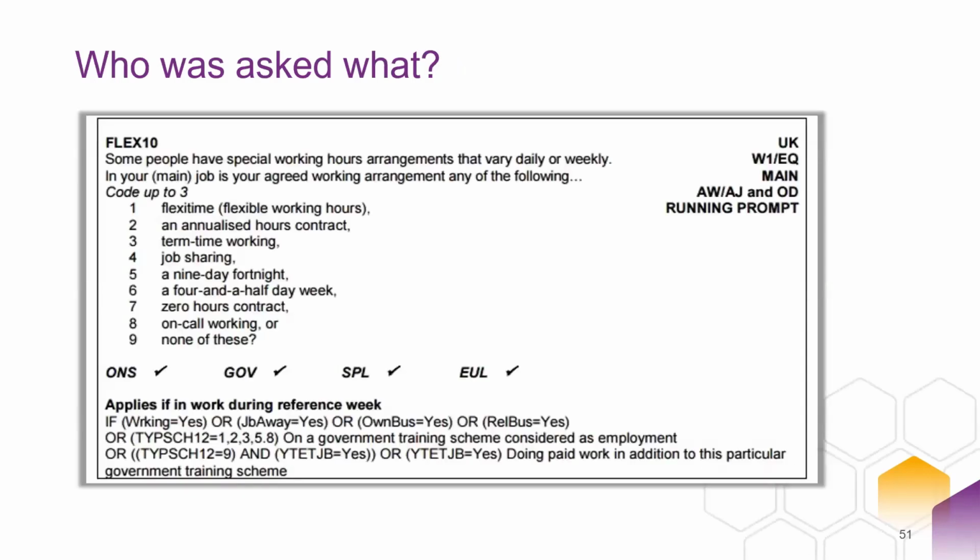So this is an example of a variable called flex10 from the labour force survey, which relates to special working arrangements. It shows you the exact wording of the question, how the question was coded, and that it only applies to those who were in work during the reference week. And underneath this, you can see how other variables have been used to derive the information on whether an individual does apply to that group and whether the question was asked to them. And you can find that the documentation will look a bit different across different data sets, but this can give you a general idea of what to expect.